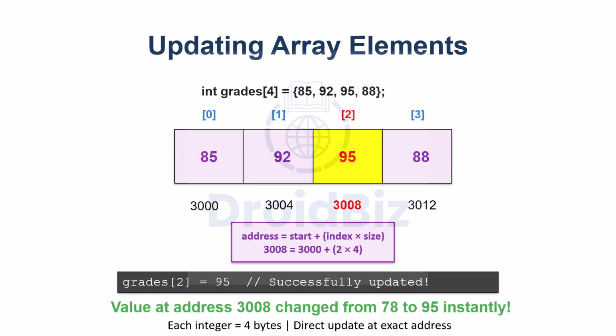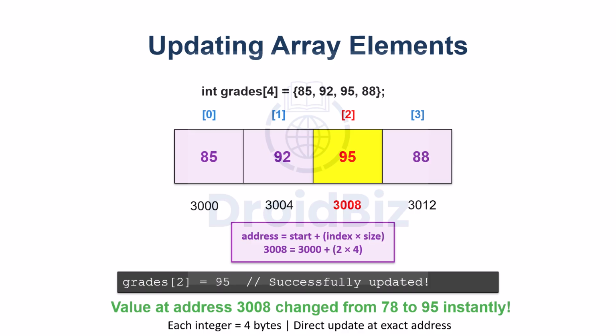Look at the memory addresses shown below each element. The first grade 85 is at address 3000, the second grade 92 is at 3004, and the updated grade 95 is at address 3008. Let me explain how the computer performed this update using the same mathematical formula. The formula is address equals start address plus index multiplied by element size. In our example, 3008 equals 3000 plus 2 times 4.